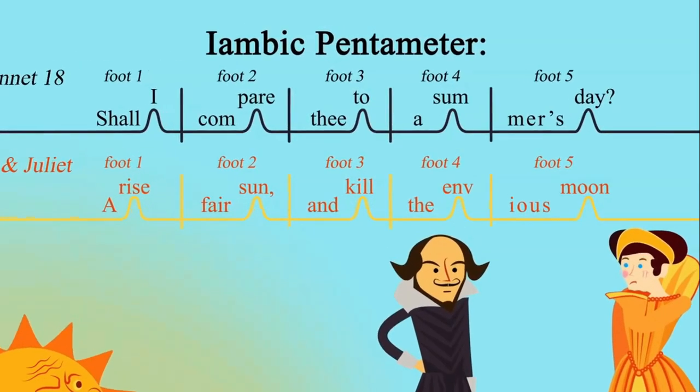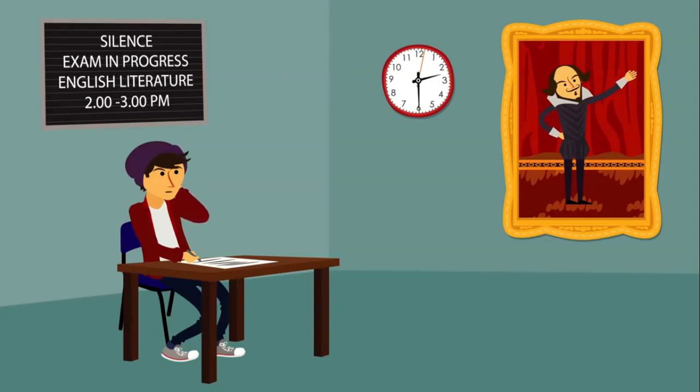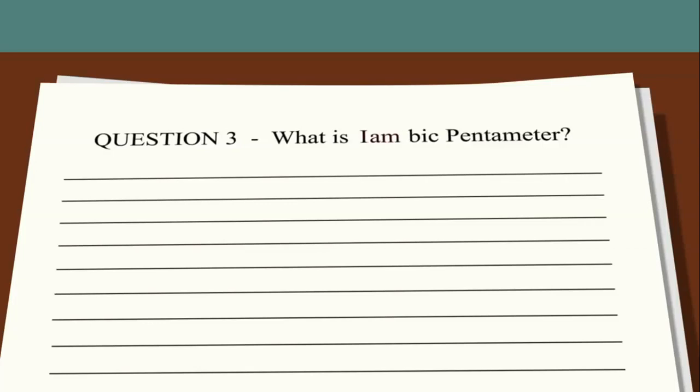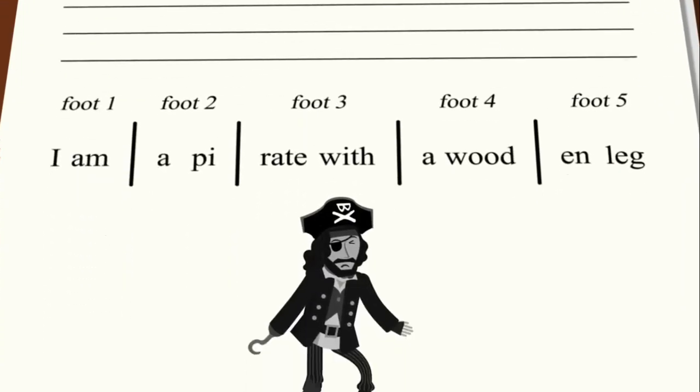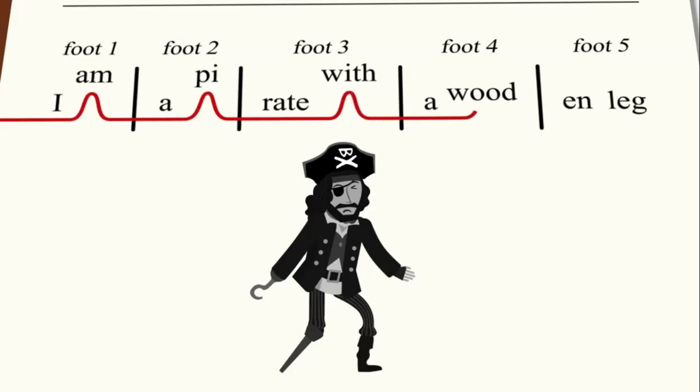Notice how the iambs cut across both punctuation and word separation. Metre is all about sound, not spelling. Iambic pentameter may sound technical, but there's an easy way to remember what it means. The word iamb is pronounced just like the phrase I am. Now let's expand that to a sentence that just happens to be in iambic pentameter. I am a pirate with a wooden leg.